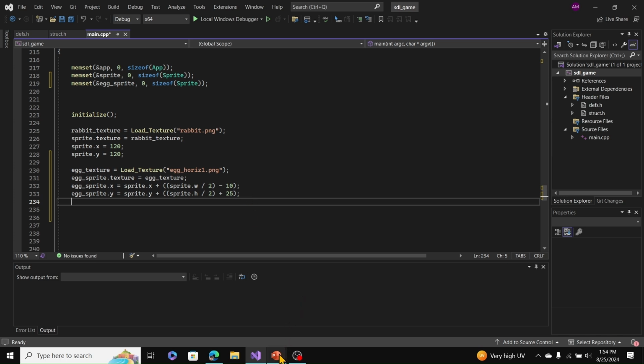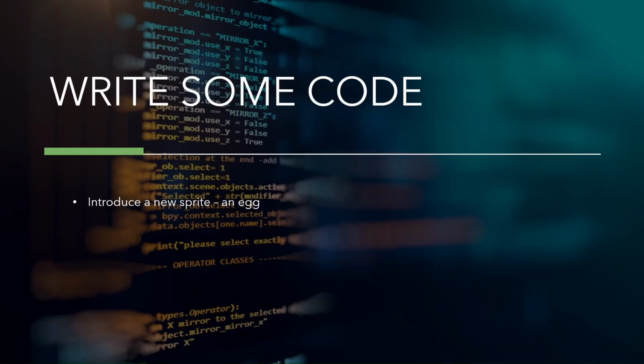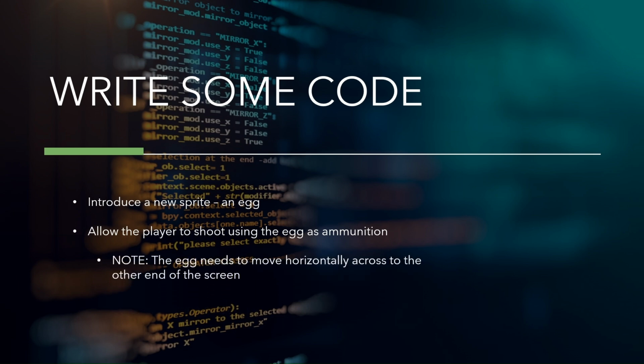Let's look at the next steps in terms of code. Allow the player, that is the rabbit now, to shoot using the egg as ammunition. Important note, the egg needs to move horizontally across to the other end of the screen, which means the egg has to move from left to right, which in turn means that our x coordinate alone changes. The y coordinate should be constant while the egg moves, right?